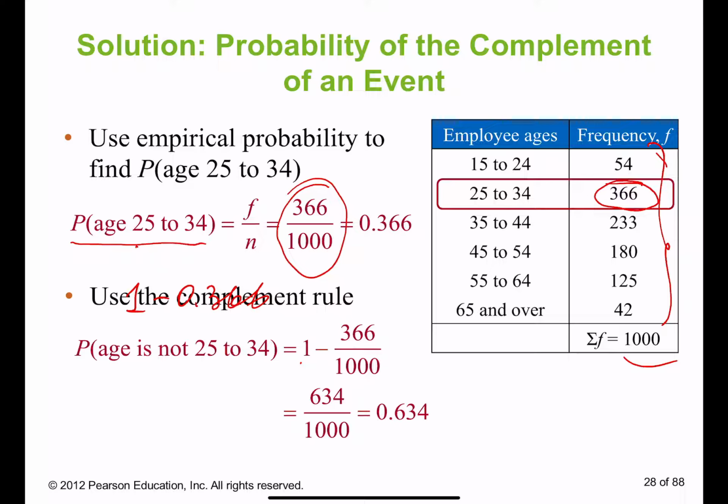Why do we deduct from 1? Because we said the probability of the complement of an event plus the probability of the event is equal to 1. So if the probability of the event is 366 over 1,000 or 0.366, then the probability of the complement is going to be 1 minus 0.366, which will be 0.634, which is equal to 63.4%. Okay?